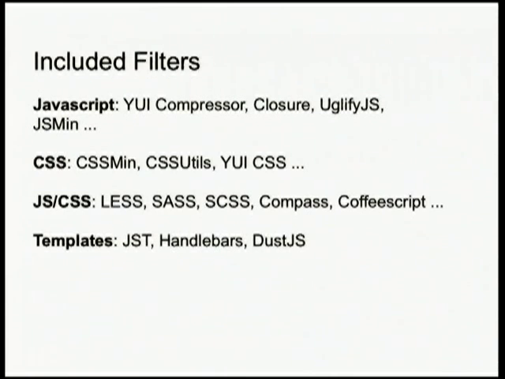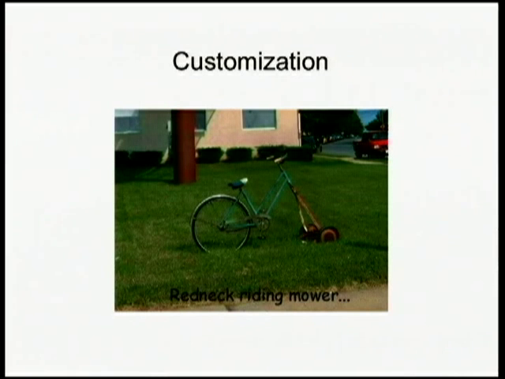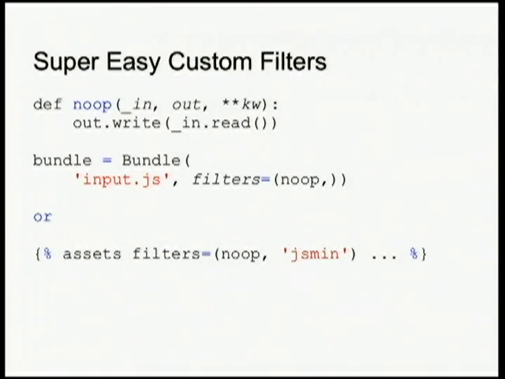So Webassets actually comes with a ton of included filters: YUI, Closure, Uglify, SASS, Compass, Handlebars, and even things like gzip and Jinja. Quite a few filters included out of the box. However, you can do some customization if you would like. If you want to add a new filter to do something else, it's pretty straightforward.